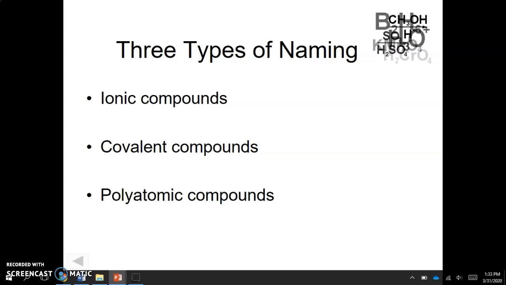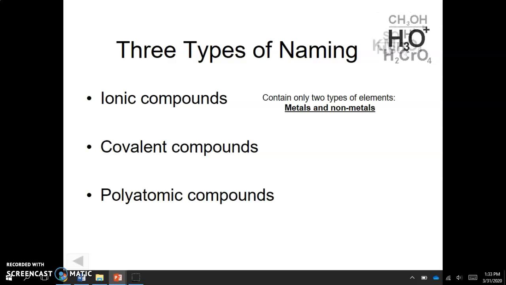There are three types of naming. There's ionic compounds, which we're doing today, and then covalent and polyatomic compounds, which we'll do later in the week. Today we are only focusing on naming ionic compounds.